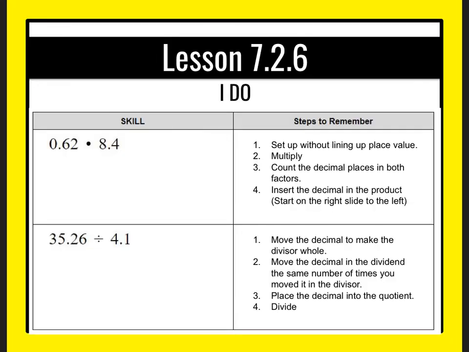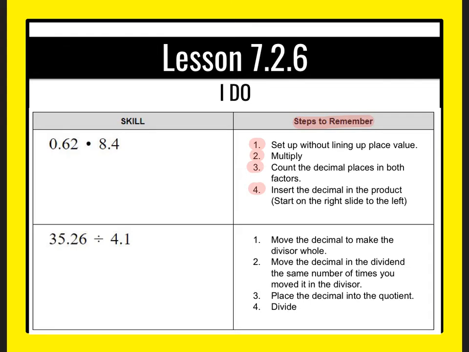All right, so let's take an opportunity to look at the following problem. So right here in your notes, you may want to take the opportunity to write your steps to remember, especially when it comes to multiplying. You may want to pause and go ahead and write the following steps, which consist of setting up your problem without lining up place value. Okay, not worrying about that. Then you're going to multiply as normal. And then you're going to count the decimal places in both factors in order to insert that decimal in the product, in the answer to your multiplication problem. And then you'll start on the right and slide to the left.